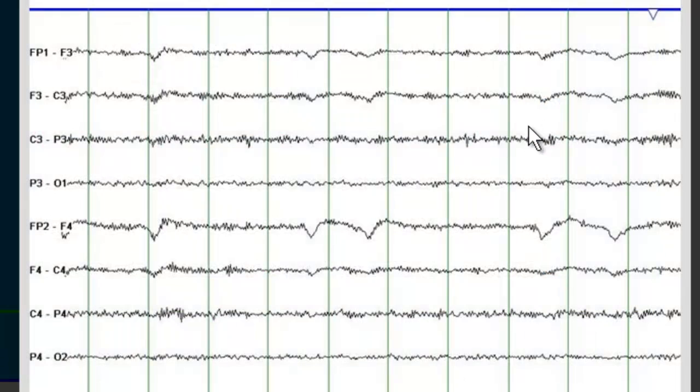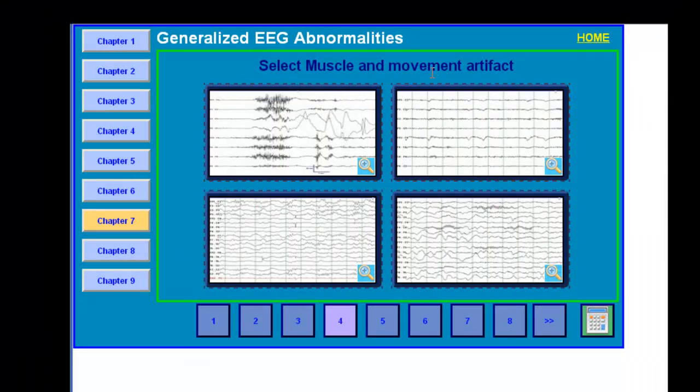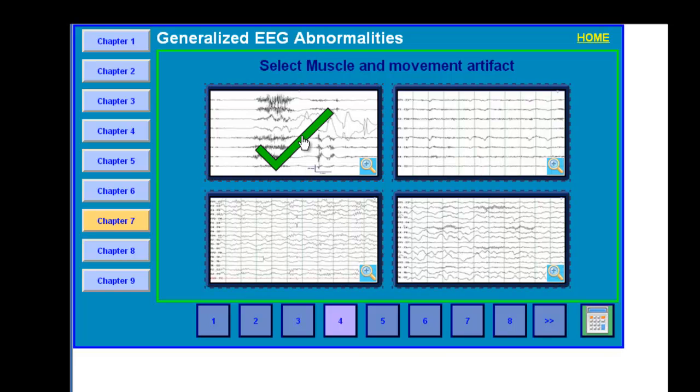And what do we have here? This is the similar EEG that I'd shown you previously. There is a lot of fast activity, something that you can see with benzodiazepine use or barbiturate use. So the correct answer, select muscle and movement artifact. This is the right one. I'll select this and we'll move on.